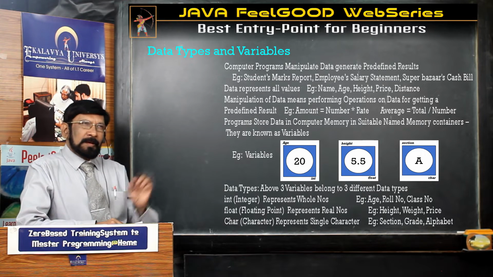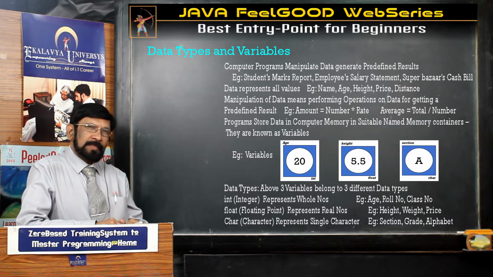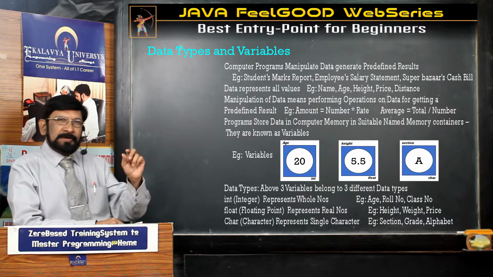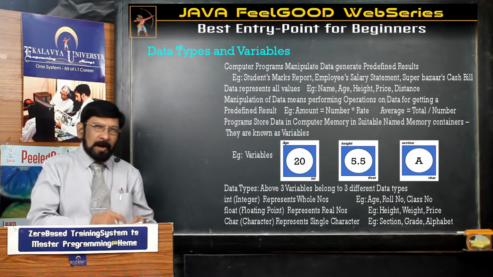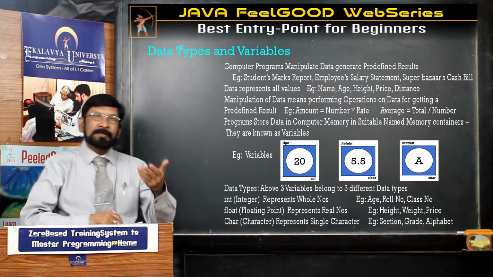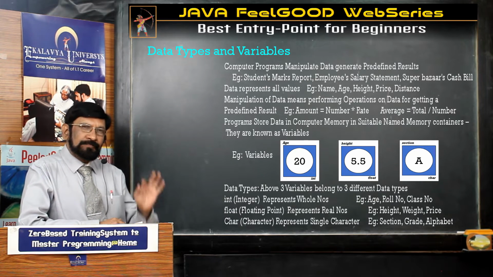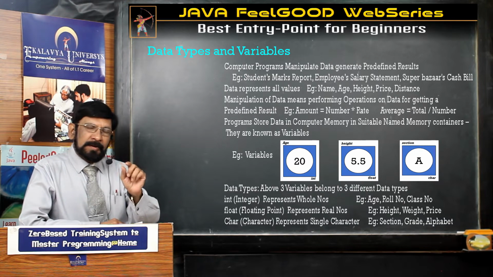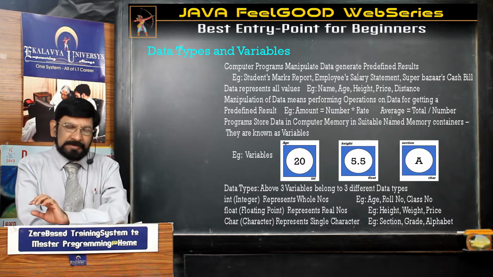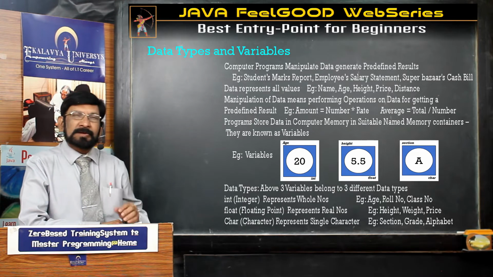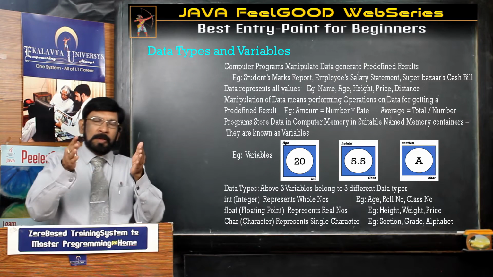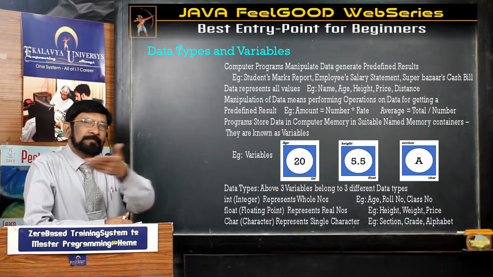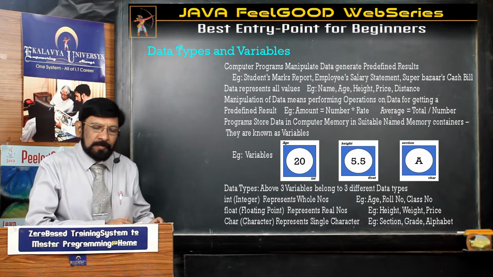For example, preparation of students' mark report, preparation of employees' salary statement, preparation of a supervisor's cash bill. All these are results. How are those generated? Out of some programs. So every program manipulates data and gives a predefined result, whatever you expect. If you want to prepare a mark report, it gives a mark report. If you want to prepare an employee statement, it gives an employee salary statement. That point you have to understand.